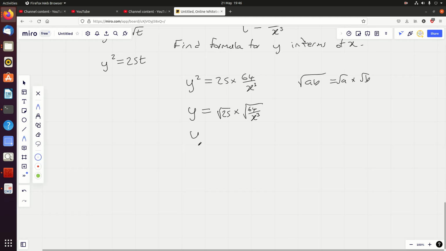Square root of 25 is 5. Square root of 64 is 8. And then that will be over x to the 3 over 2, actually. And so that's going to be y equals 40 over x to the 3 over 2.